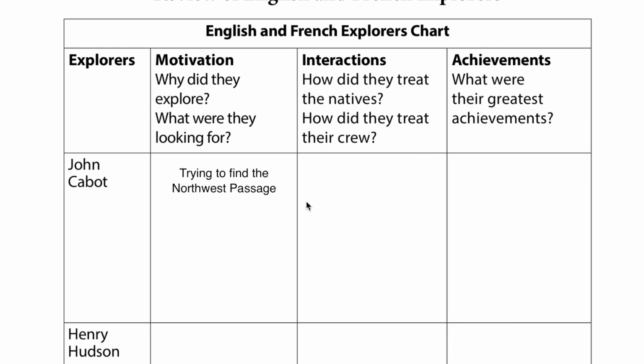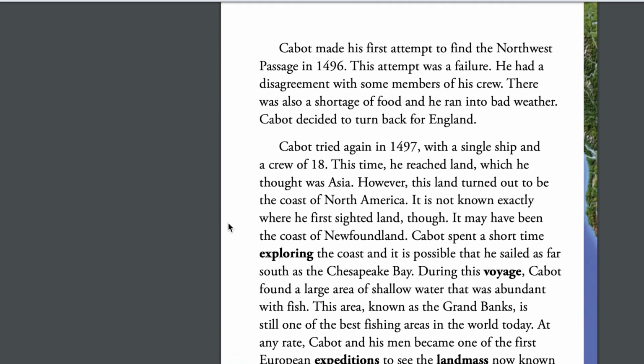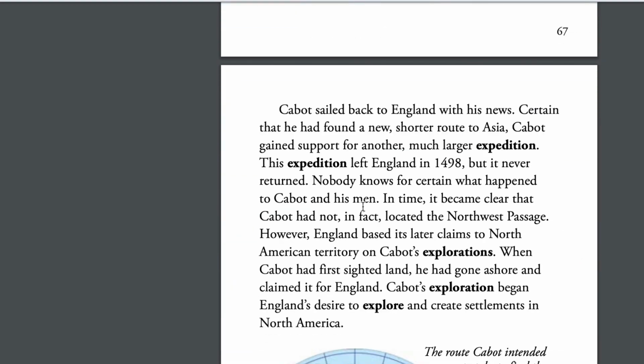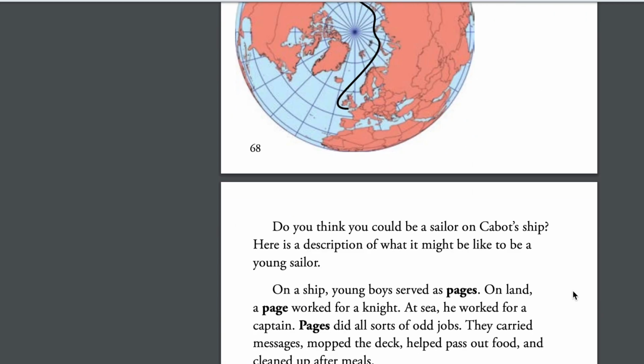How did they treat the natives? How did they treat their crew? So let's go back to see if there's any mention of natives here. He did find Newfoundland, and remember he found lots of fish, but we don't see much information here about Native Americans and meeting Native Americans. It does say he had a disagreement with some members of his crew and there was a shortage of food, so he had to turn back on his first voyage. It also says he had another much larger expedition, but he never came back. So we don't actually know what happened to him.